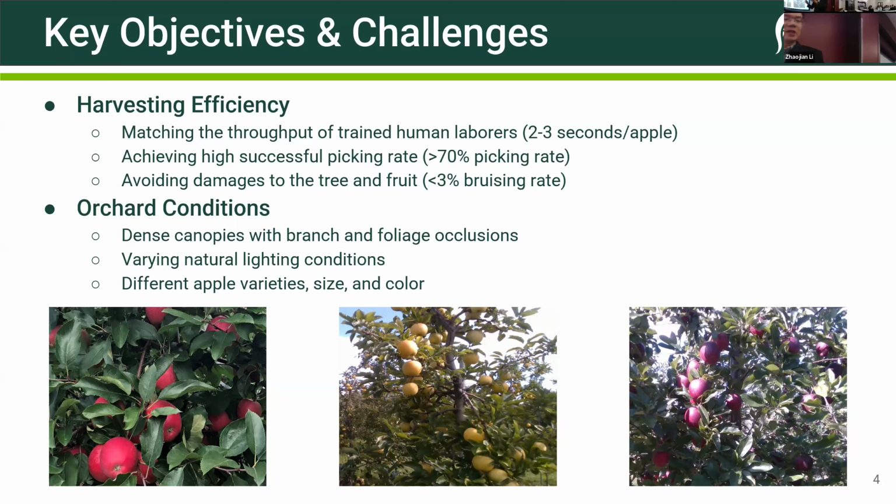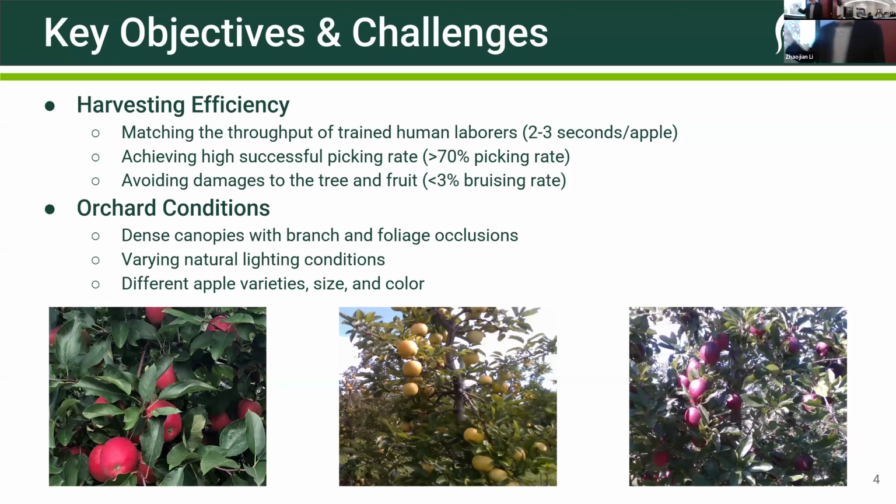But considering the transit time, if the module can pick a fruit at 3 seconds per apple, the growers will be quite happy about that. And also the picking rate. Let's say you have one tree that has 1,000 apples. After the robot passes through, how many of the fruits will be successfully picked? That's what we call the picking rate. And then also the bruising rate, which means among the picked fruits, how many will be able to go to the fresh market versus having to go through processing. A bruising rate of less than 3% is basically comparable to human pickers. Human pickers also cause bruising. Those are the design objectives for us to keep in mind when we iterate the system.